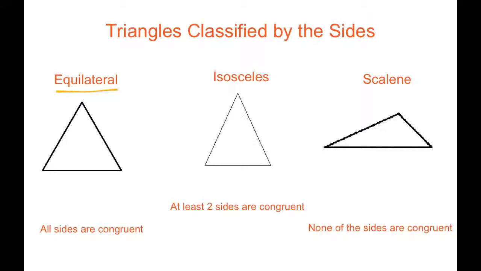Equilateral triangle, all sides are congruent. So we would see maybe markings like this to show that all three sides are the same length, or maybe we would see actual measurements on there. All right, the next triangle is an isosceles triangle.